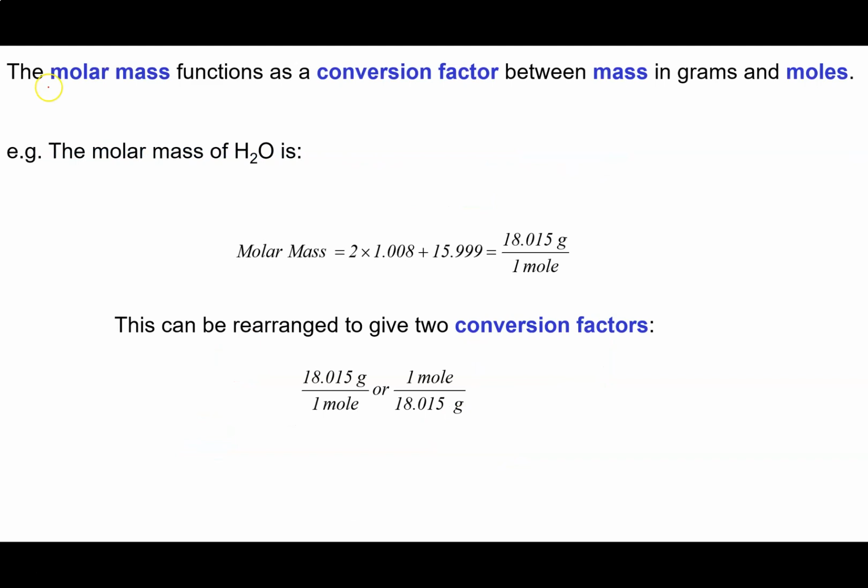The molar mass, as I've mentioned at least twice now, functions as the conversion factor between mass in grams and moles. Knowing that the molar mass of water is 18.015 grams for every 1 mole, we can reorganize that into 2 conversion factors, one that has grams on the top line and one that has moles. Just like any conversion factor, there are always 2 ways of writing it, and the way that we write it is going to depend on the conversion that we're trying to do.